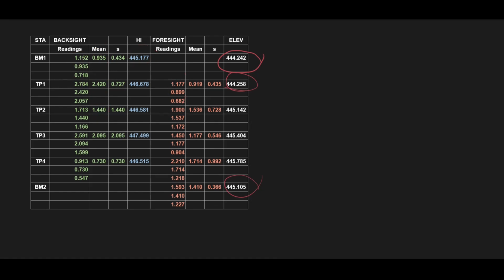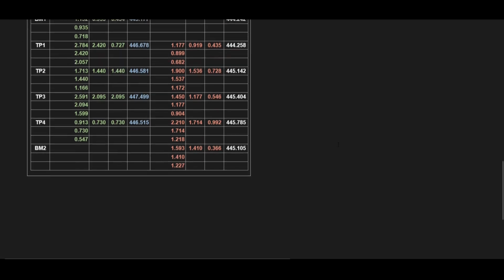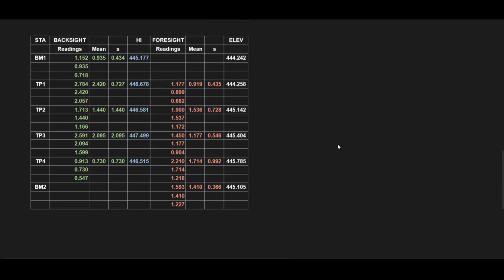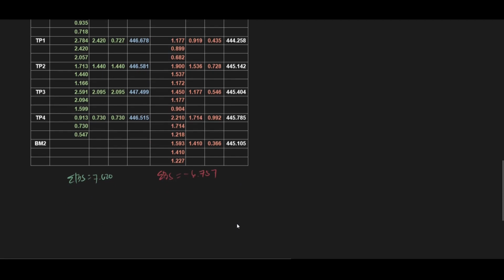Okay, so now it's time to do an arithmetic check, right? We always do that at the last part. What we do is we get the summation of the mean. For the backside, summation of backside will be equal to 7.620. And the summation of the foresight here will be 6.757. Let's not forget to put the negative sign here. This is negative 6.757. Okay, so we take the elevation of BM1, and add that to the summation of backside and the summation of foresight. Oh, I'm sorry, this should be FS instead of BS. Okay, so if you will get 445.105, then that's an indication that you did the arithmetic correctly.